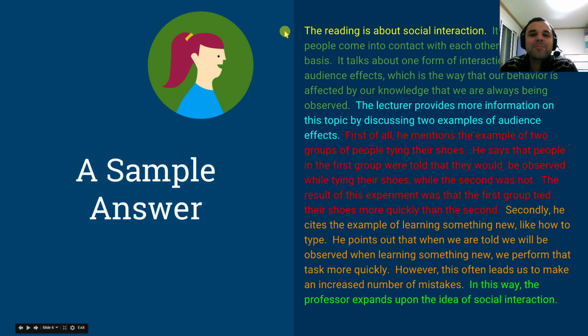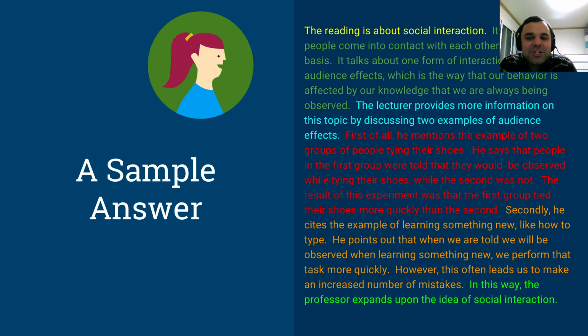Here we go. The reading is about social interaction. It states that people come into contact with each other on a daily basis. It talks about one form of interaction called audience effects, which is the way that our behavior is affected by our knowledge that we are always being observed. The lecturer provides more information on this topic by discussing two examples of audience effects.